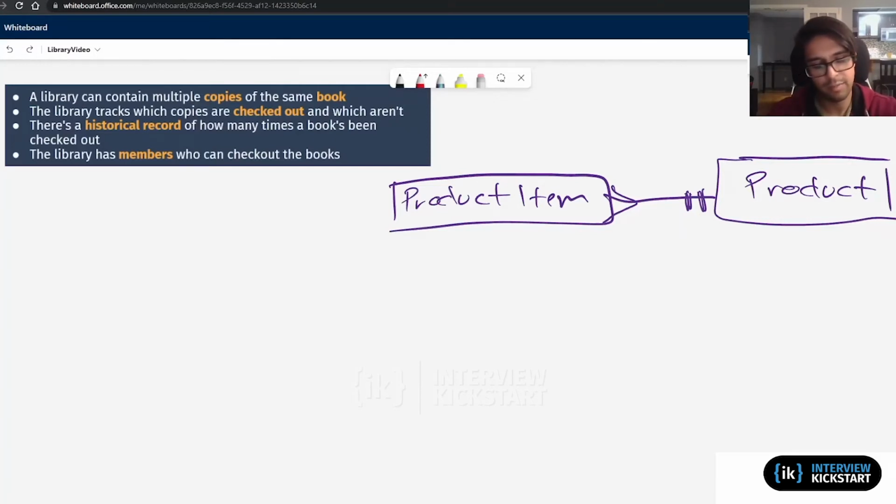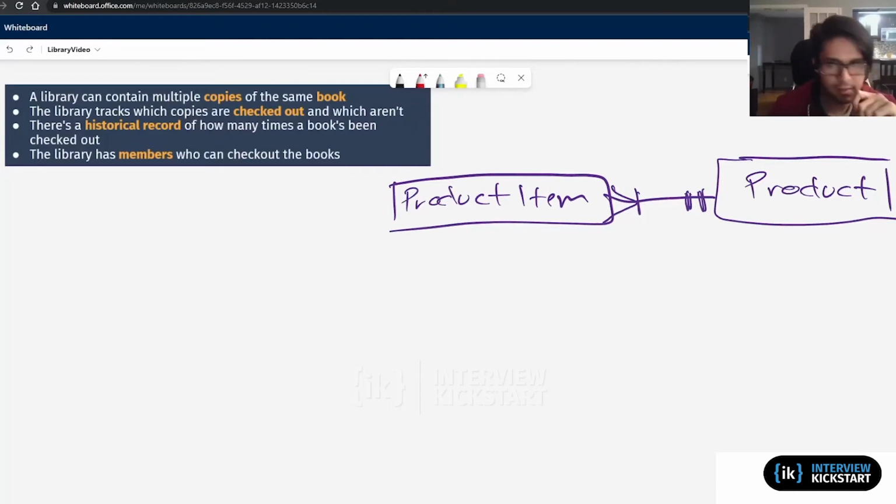And then we can think about what's going to be the lower bound of a product. What I'm going to say is that if the library is keeping track of a product, that means they have at least one copy of it. So we're going to keep that as one as our lower bound. So product to product item is going to be a one-to-many relationship.